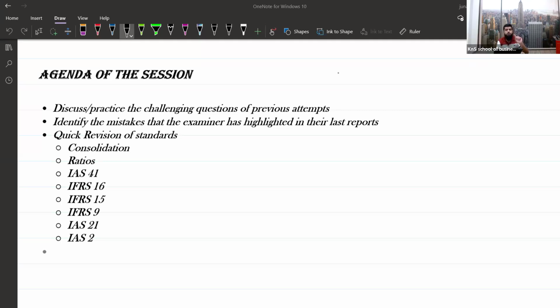What you have to do is practice a lot. If you are practicing, hopefully you will be acing your exams in the first attempt and with very good marks. For that purpose, I have kept this session. In this particular session, I'll be discussing and practicing. Remember, it's a prepare to pass.